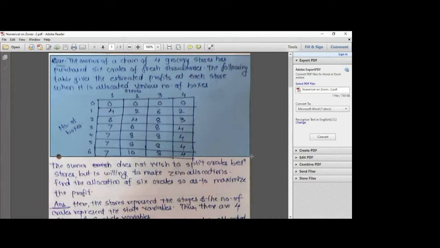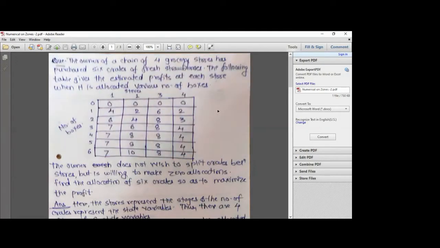The following table gives the estimated profit at each store when it is allocated various number of boxes. So, for example, these are the stores that he has given. There are 4 stores, 1, 2, 3, and 4, and there are 6 boxes that he has purchased. If he is allocating zero boxes to store one, obviously the profit will be zero. Likewise, if he is allocating zero boxes to the other stores, the profit will be zero only, because there will be nothing to share.